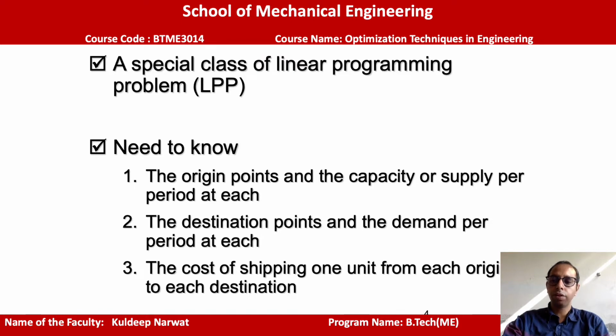What do we want to know before we proceed to solve any problem using the transportation methods? We need to know the origin points and the capacity or supply per period at each of these locations. Also, we should be very clear about the destination points and the demand per period at each of these destination points. Also, the cost of shipping one unit from each origin to each destination. These costs should be given to us in advance, so that we can proceed and solve these problems.